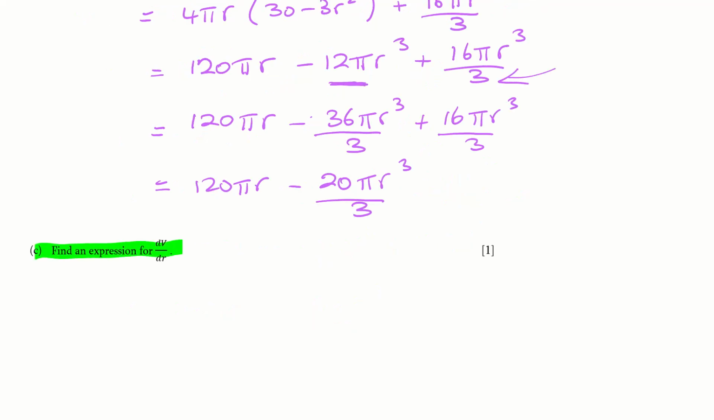So find an expression for dV/dr. Well, dV/dr is going to be 120 pi. And if we differentiate this, the 3 comes down and multiplies, but that will just cancel out with that 3. So we will take away 20 pi r squared.